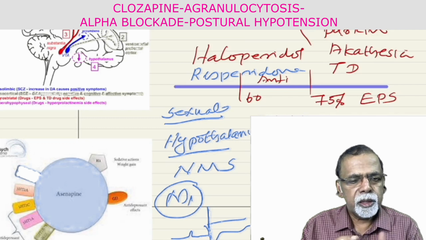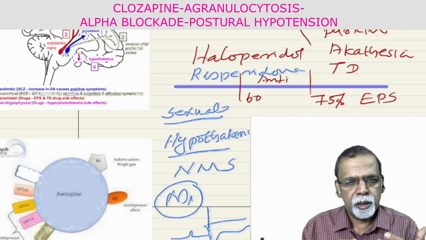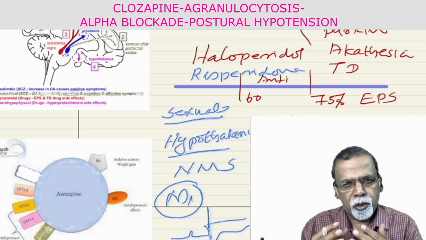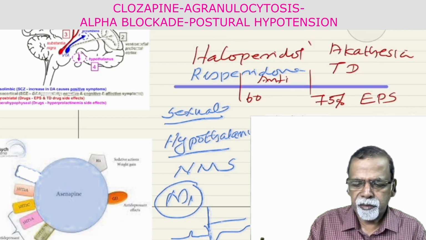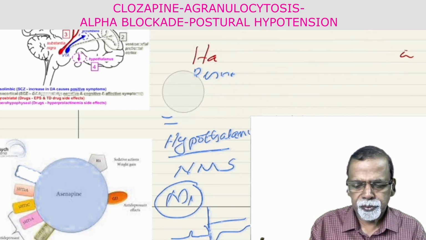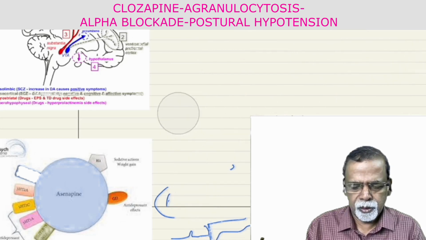So we have considered the nigrostriatal blockage, the hypothalamic blockage leading to NMS, and the muscarinic receptor blockage leading on to problems of dryness, the anticholinergic problems. Then other minor side effects are there.